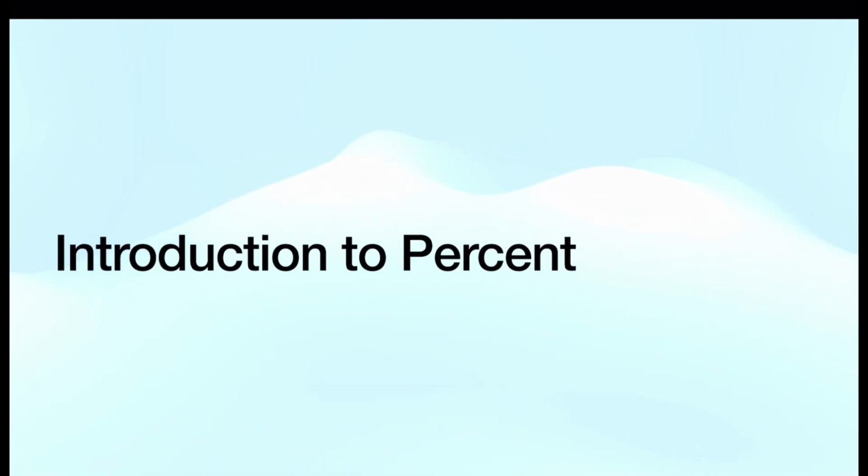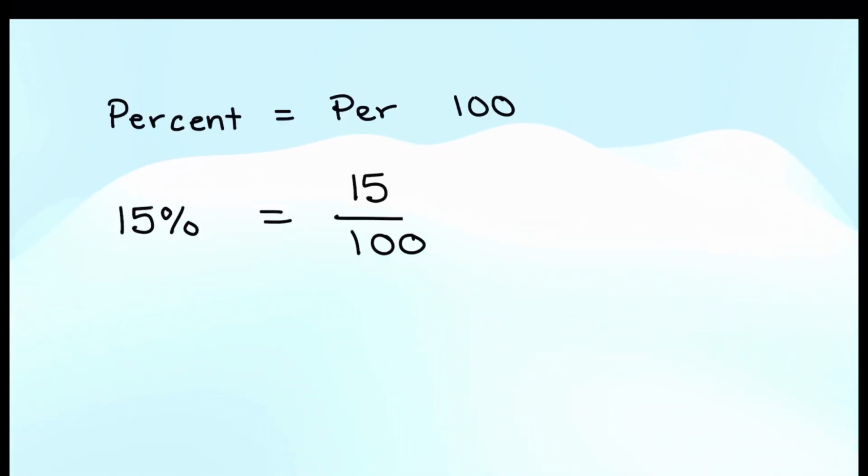This video is going to introduce the idea of percent, as well as how to set up percent problems using both equations and proportions. So first of all, the word percent means per 100. So something like 15% means 15 out of 100. If 15% of people have cats, it means 15 out of every 100. So every percent can actually be written as a fraction by simply putting 100 in the denominator.